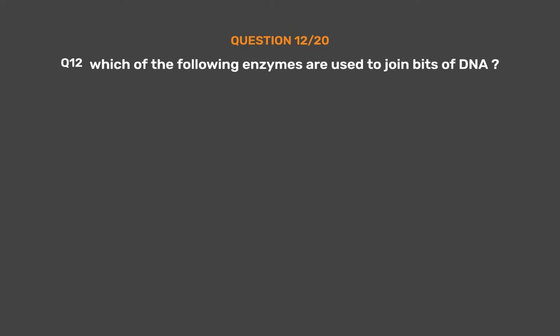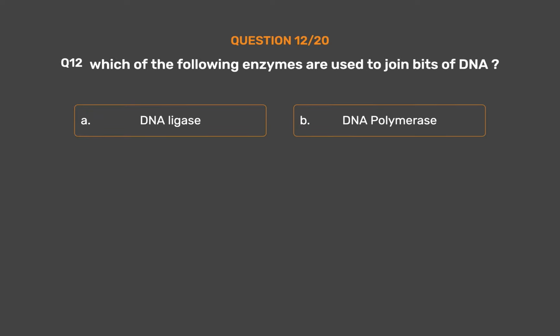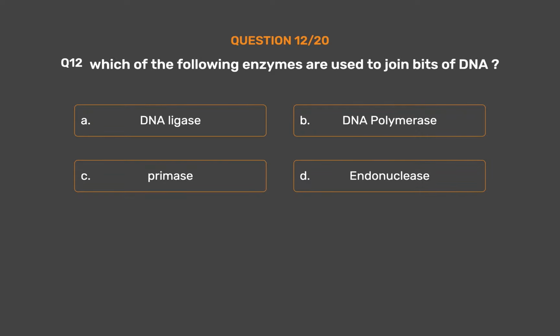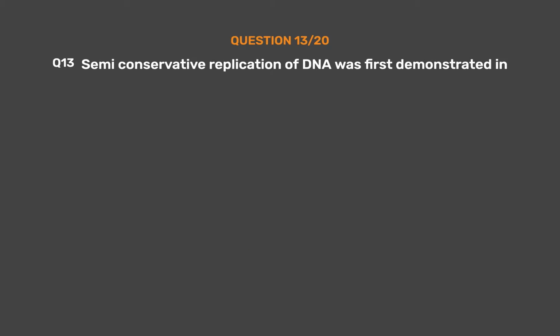Question number 12. Which of the following enzymes are used to join bits of DNA? Option A. DNA ligase. Option B. DNA polymerase. Option C. Primase. Option D. Endonuclease. The correct answer is option A. DNA ligase.